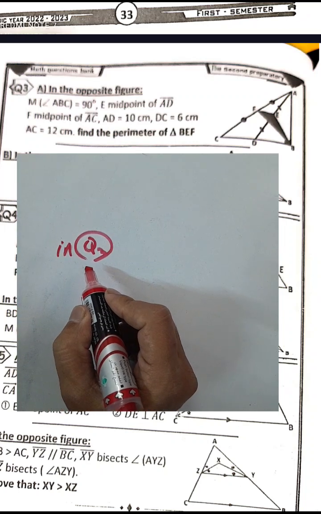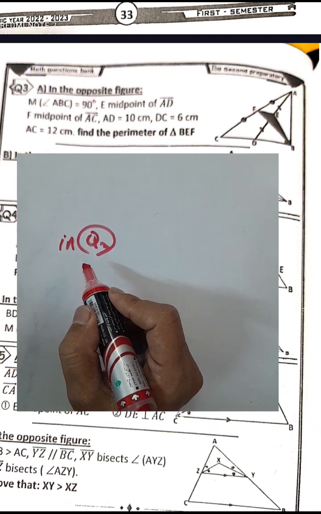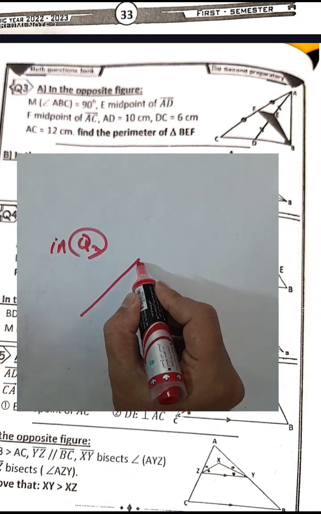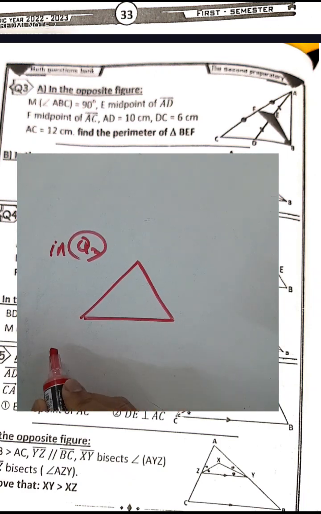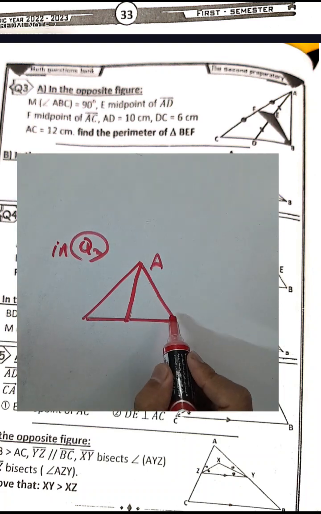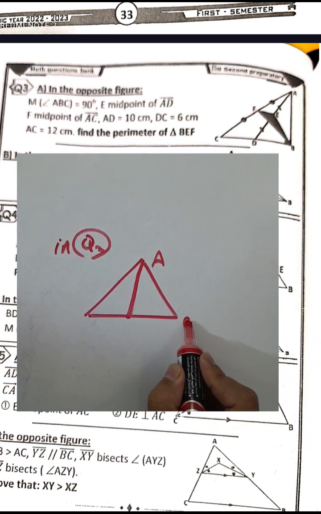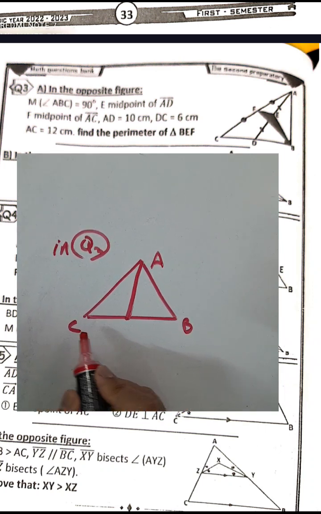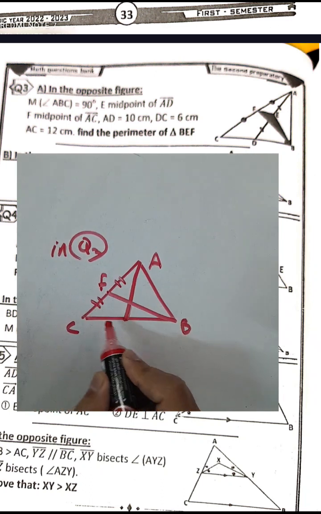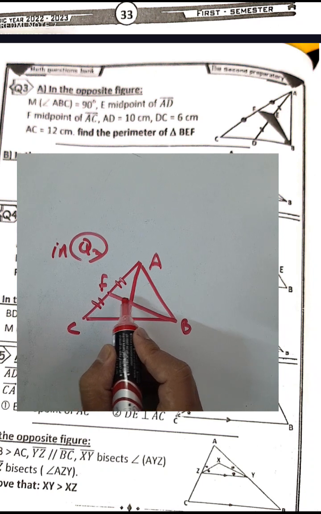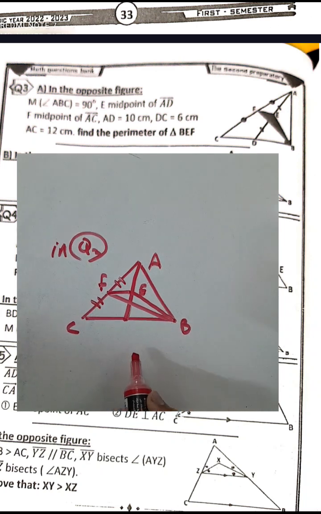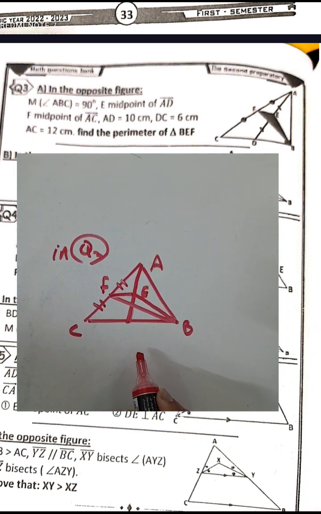Question 3. The perimeter of triangle BEF. Okay, I will draw this triangle with you here. And we have AD, A, B, C, and we have BF, it's the middle, and we have E and E to B. He wants to find the perimeter of triangle BEF, this triangle.